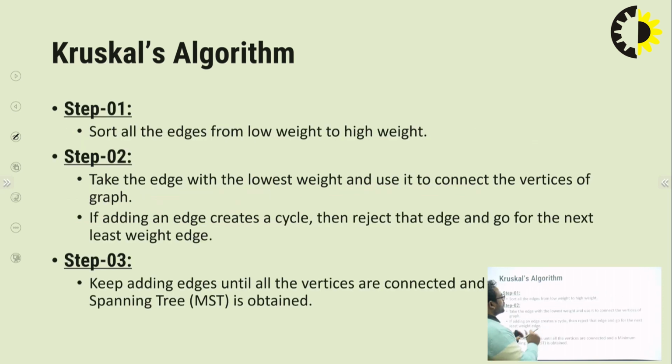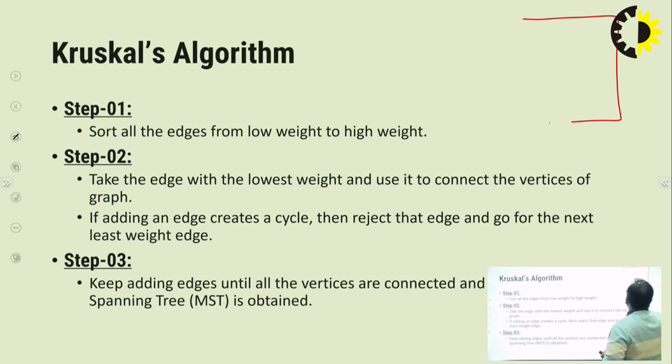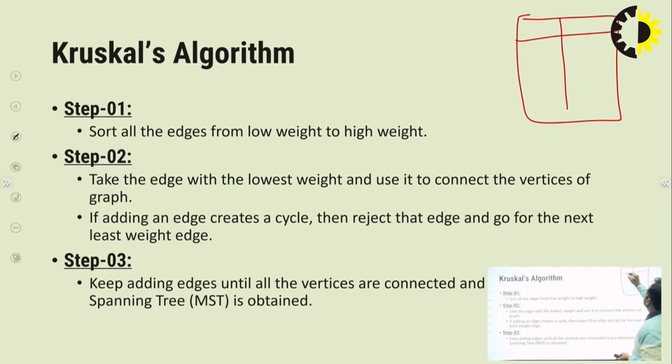First of all, you have to understand what the steps are here. First of all, you have to sort all the edges from low weight to high weight. Okay. So one by one, you can choose the edges and write them down in a table form, right? You can just write here edges and weight. Okay, so you can write from low weight to high weight.